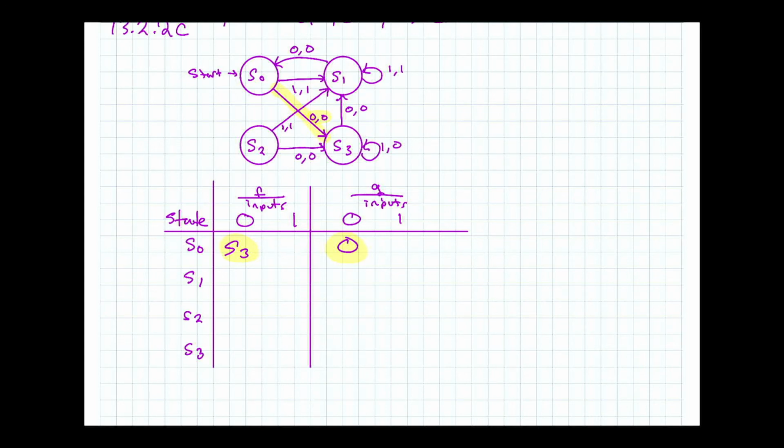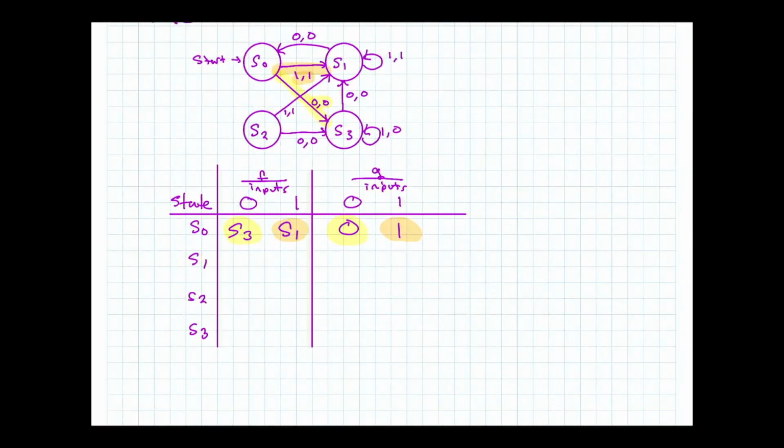Now, what about this one right here? This is S0 and the input is 1. So that's the other arrow leaving S0. Must be this arrow, right? That one has an input of 1. So this arrow and these numbers go here. So this is S0 to S1. So this is S1. The input is 1 and the output is 1. So this is the output. So you put a 1.